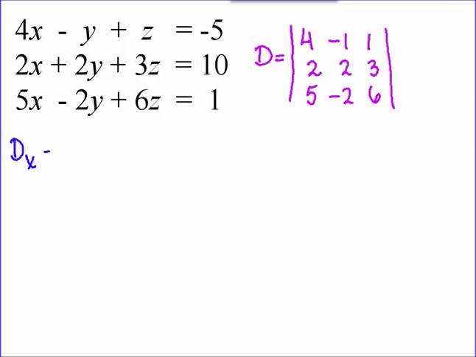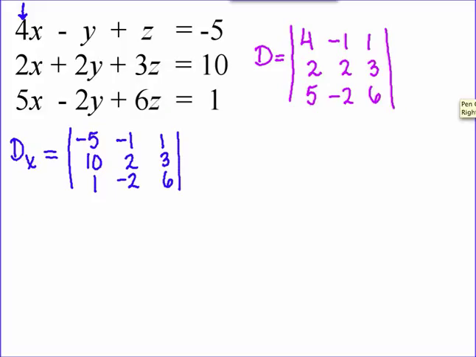Don't worry about writing those two columns down because you don't know which one you're going to do. So Dx, can somebody tell me what you think Dx is going to look like? Okay, that's going to be my first column. Very good. -1, 2, -2 will be my next column, and then 1, 3, 6. How did you do that? Once again, we went to the x column since I'm finding Dx, and in place of the 4, 2, 5, I put the numbers from the right of the equal sign. All I did is replace 4, 2, 5 with -5, 10, 1. Everything else stays the same.